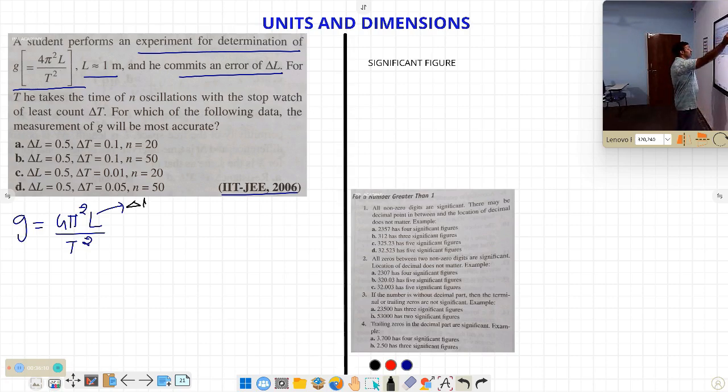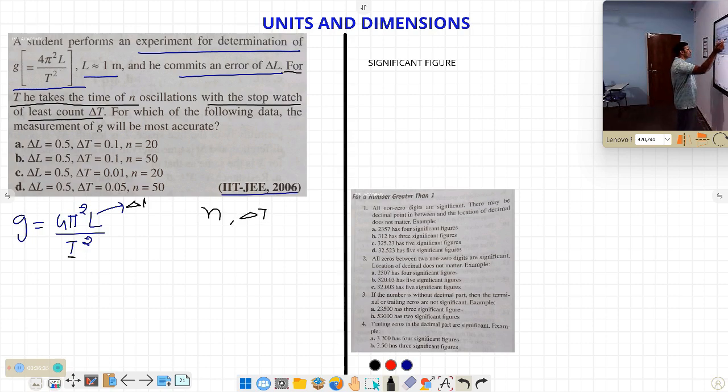Next, for T, it is taken as the time for n oscillations. So T is called the time period. For this time we are measuring not for one oscillation, but for how many oscillations? N oscillations. This is given, and using a stopwatch, the least count, the minimum difference in the time, is delta t. This is the given question.